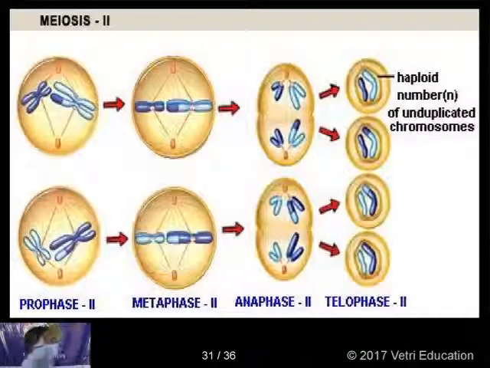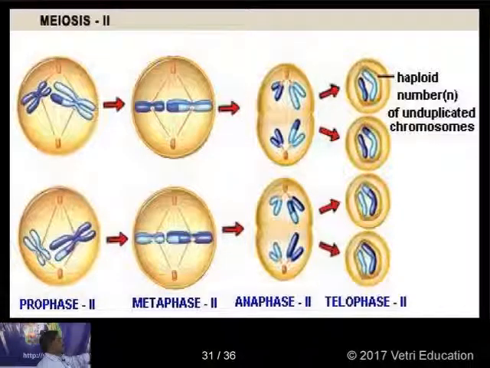Next, these are the meiosis 2 diagrams, and you can have prophase 1, then metaphase 2, prophase 2, metaphase 2, anaphase 2, moving and formation of 4 cells. So here you can find the difference.